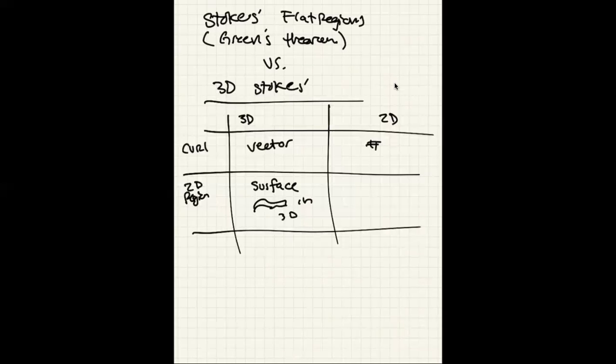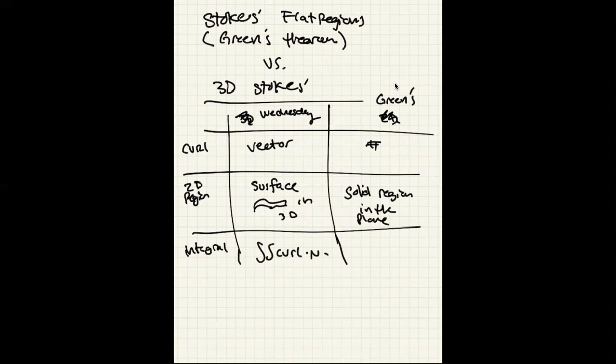But then in the, I'll say this is Green's theorem. And this is Wednesday. In Green's theorem, it was a solid region in the plane, and then the integral was a double integral of curl dA. And here, this was the double integral of curl dot n dA over S. No dotting in Green's theorem, because it wasn't a vector over here.